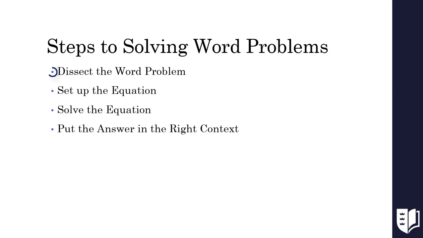First, we need to dissect the word problem to find the information we need for our equation. Second, we need to set up our equation using the information we gleaned from our word problem. Third, we need to solve the equation for what the problem asked us to find. Finally, we need to put our answer to the equation in the context of the problem.